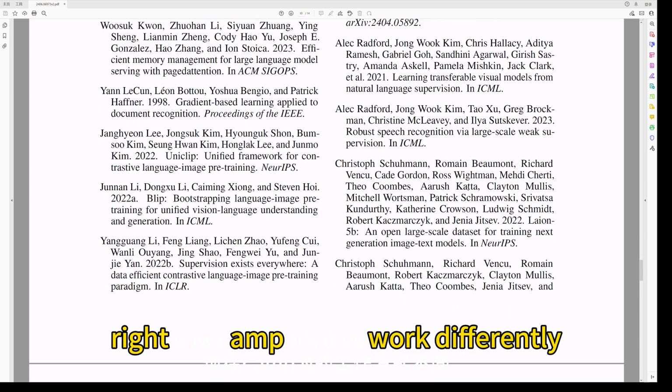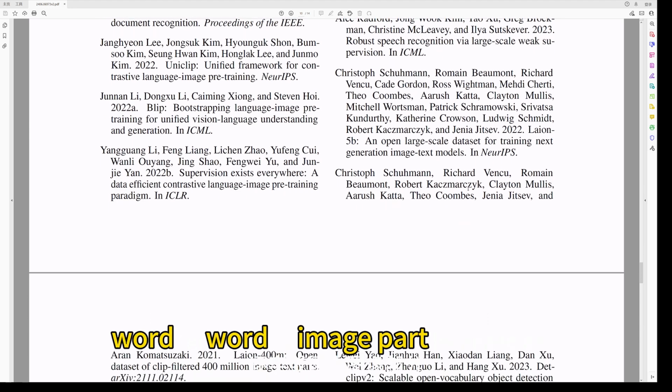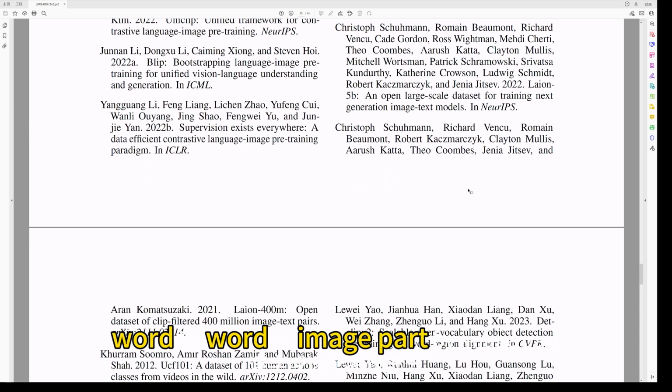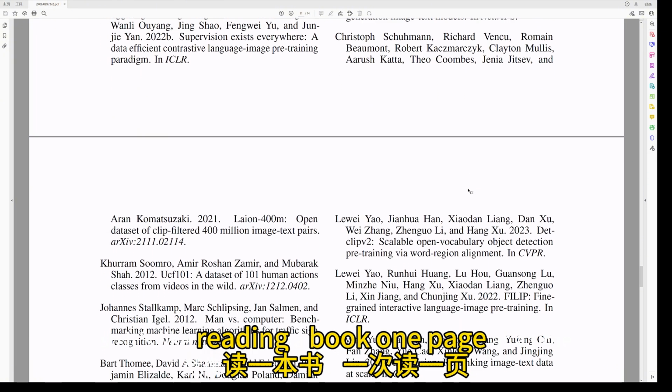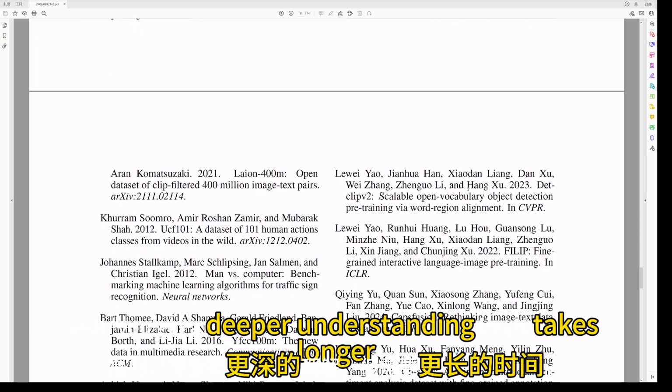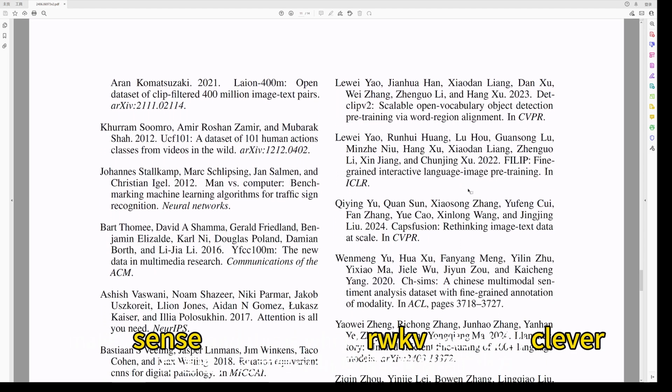Right. Now, RNNs, they work differently. They go through things one by one, word by word, or image part by image part. They have a memory of what they've seen, but it can be slow. So it's like reading a book one page at a time. Yeah. You get a deeper understanding, but it takes longer. Makes sense. And this is where RWKV gets really clever.